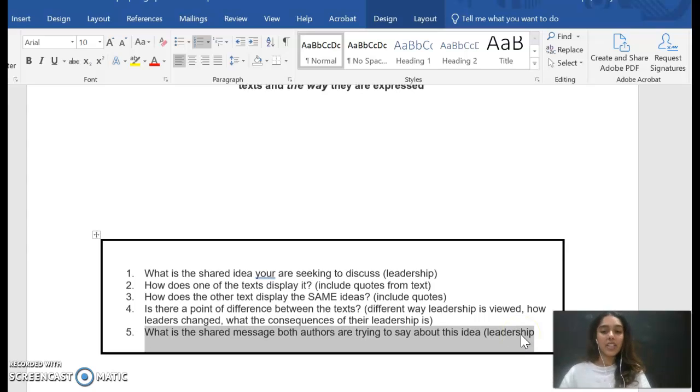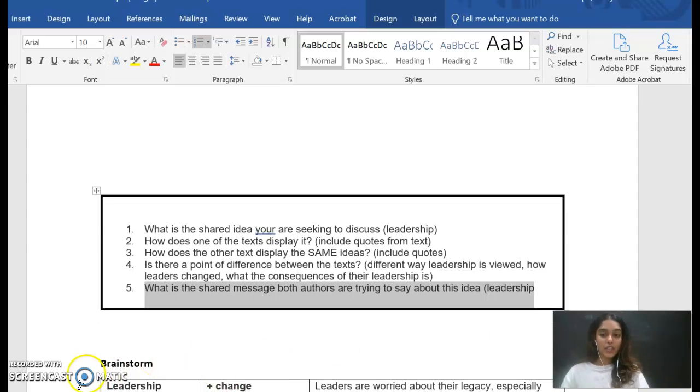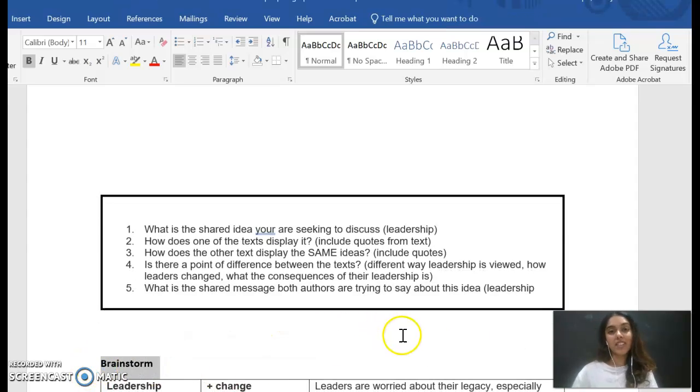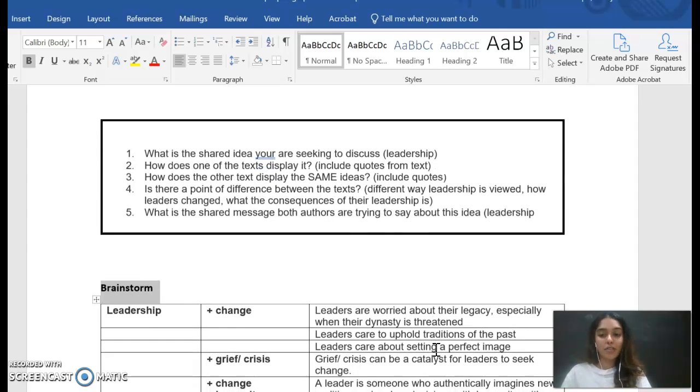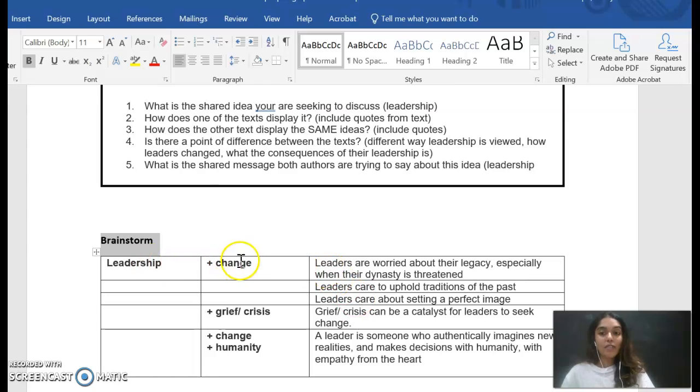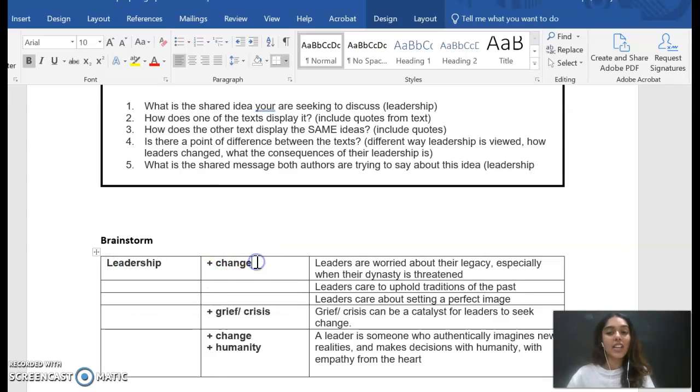If we are looking at leadership, what you are hopefully doing first is brainstorming. That's your first thing. You have to think to yourself, what do I know about leadership in the two texts? I've done my brainstorm and this is what I've come up with. Remember, even though some of these ideas are on leadership, they can also tie into a secondary theme. So in your notes, hopefully, you can even add in secondary themes that your idea is tied to so that you remember it for next time.